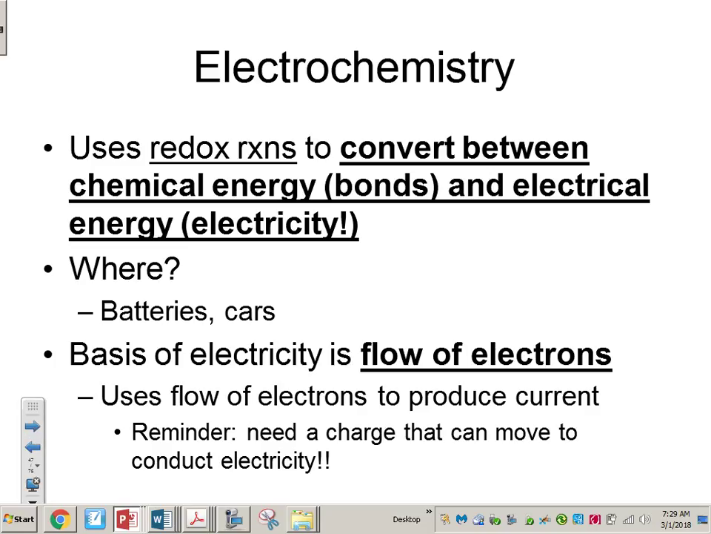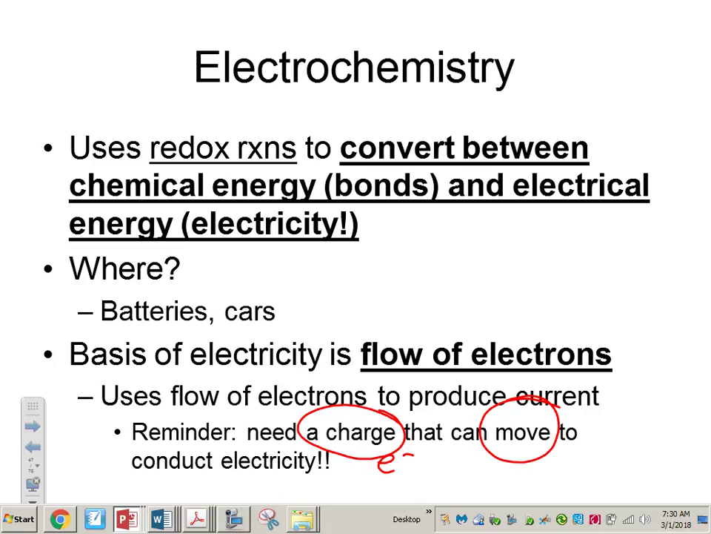Reminder, and this is a massive reminder: in order to have something that conducts electricity, there are two requirements. You need to have something that has a charge. In this unit, that's the electron. And the charge has to be able to move, to flow. If the charge isn't moving, it can't conduct electricity. But if the charge can move, then it can conduct electricity.